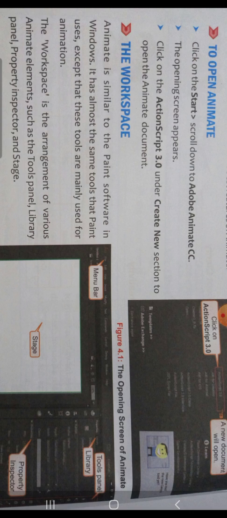It encapsulates various Animate elements such as the tools panel, that is the panel that consists of various tools, the library panel, the property inspector and a stage. The stage is a drawing board where we can create graphics, animation and can make modifications too. It is a large white space that is present at the center of the workspace, as we can see in figure 4.2. The white area is the stage area, that is the work area. Here we place images and create the animation.